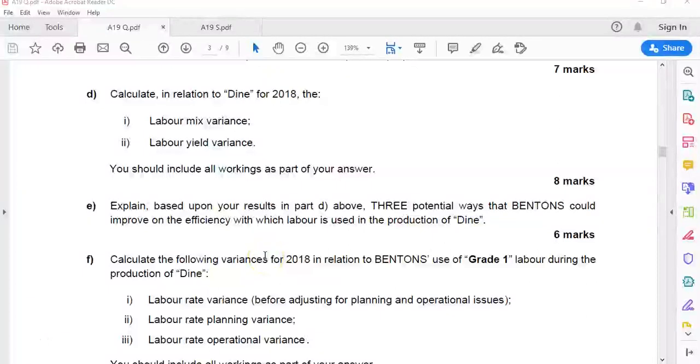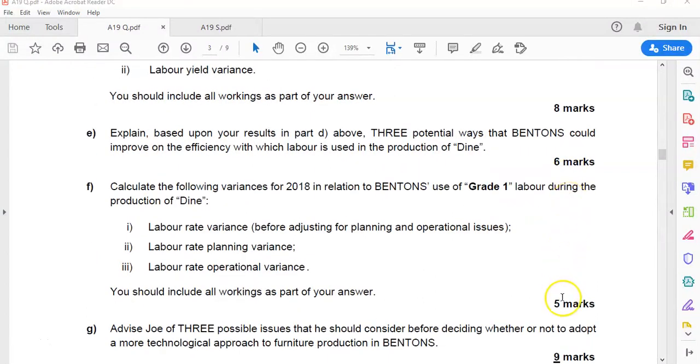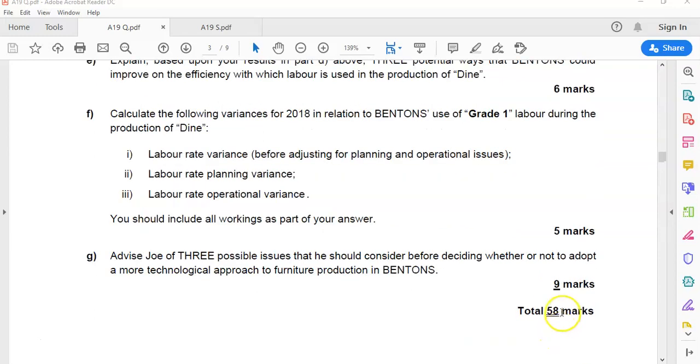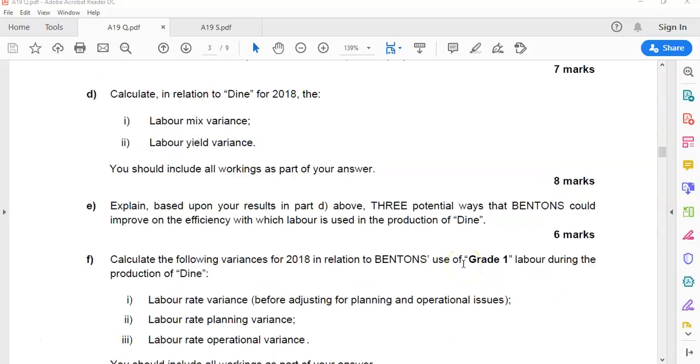In this recording, we're going to focus on advanced cost variances, and we're going to look at Autumn 19 Question 1, where cost variances came up for 8 and 6 is 14, 14, 5, 19, 28 marks out of 38. So it's nearly half your Question 1 was just on variances. Part D was: calculate the labour mix and labour yield variance.